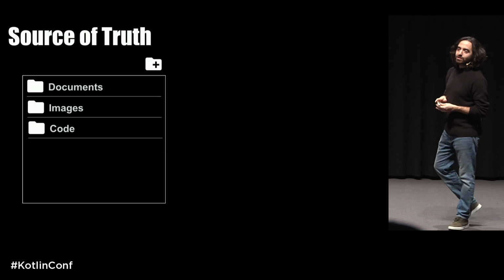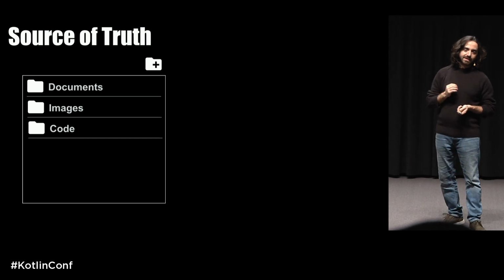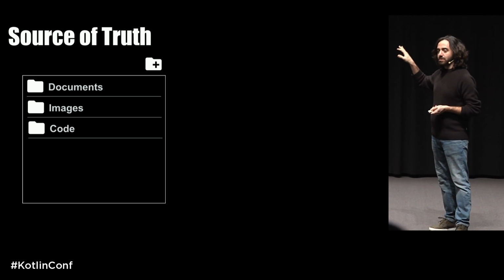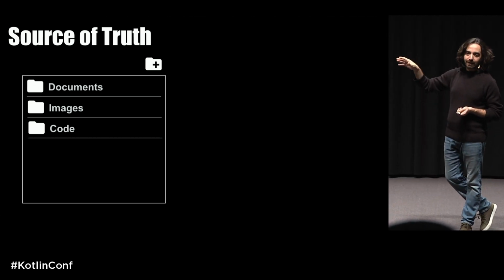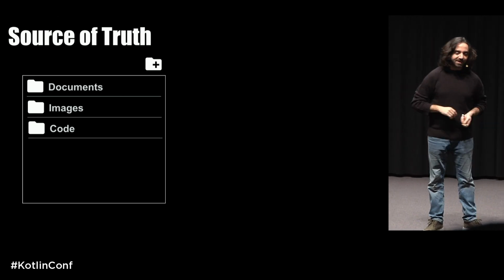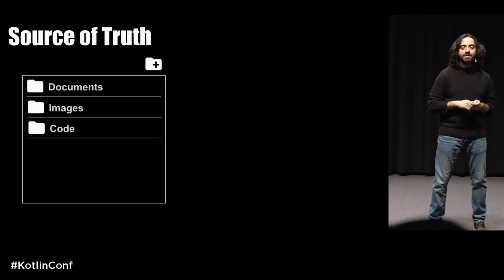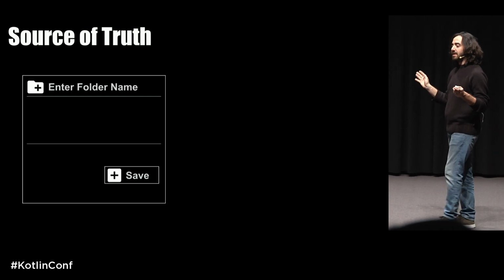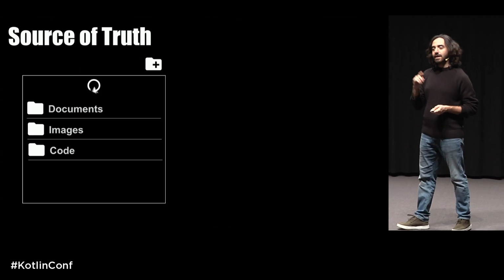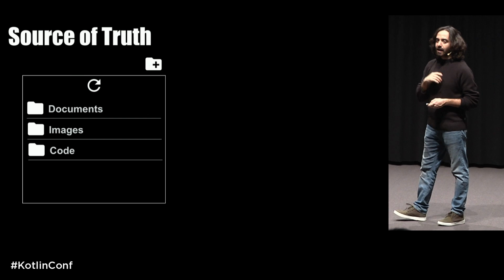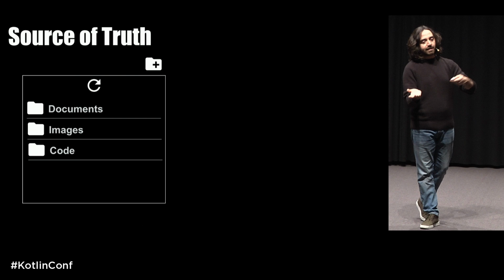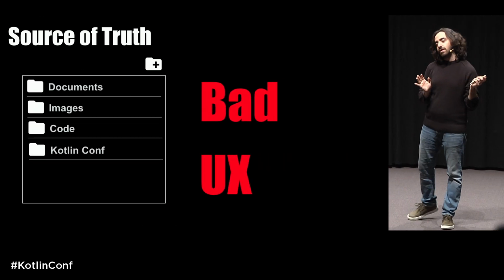So source of truth is one of the concepts that's very, very easy to get wrong. I'm going to show a use case here. I'm pretty confident that most of you can relate to this. So I have an application here, let's say it's like Dropbox or Google Drive, that lists the folders I have. I hit the plus button, add a new folder for KotlinConf, hit save, it goes back. I'm seeing the loading spinner. I'm not seeing the KotlinConf there, none of it. And only after it finishes loading, I see KotlinConf.